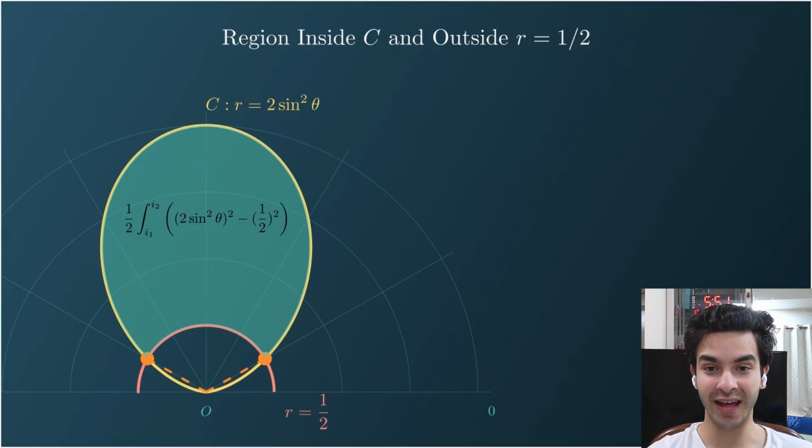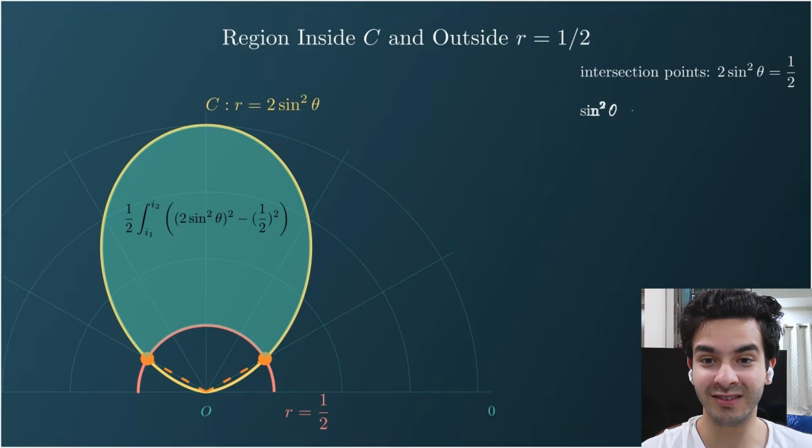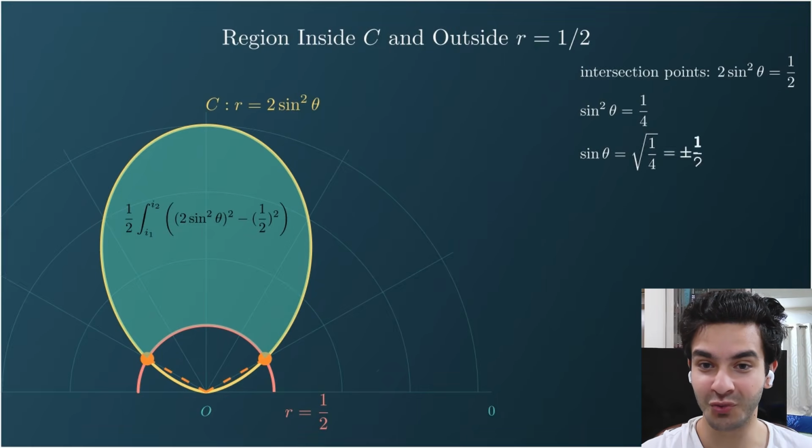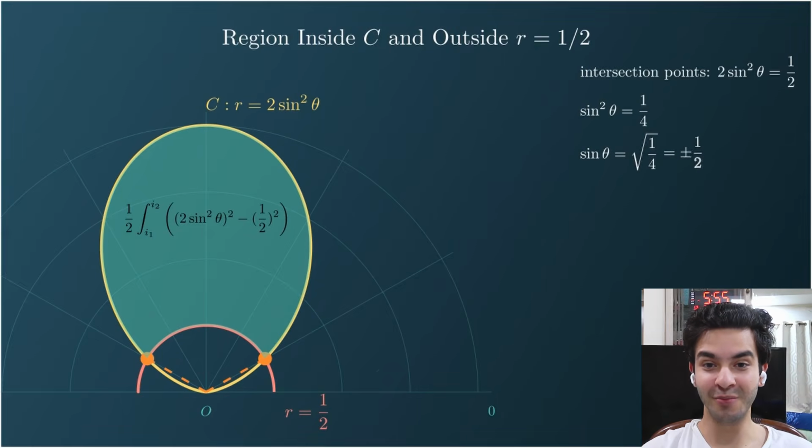The semicircle and the curve will only intersect when their equations are equal to each other. So let's set 2 sine squared theta equal to 1/2. Let's divide both sides by 2 and take a square root on both sides. Remember, square roots give you both a positive and a negative solution, so we're left with sine theta equals 0.5 and sine theta equals minus 0.5.